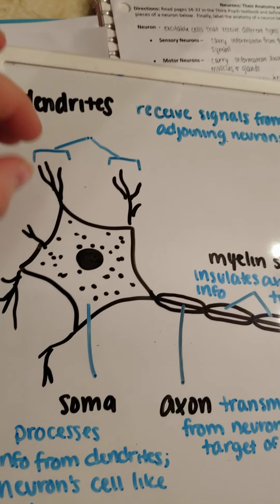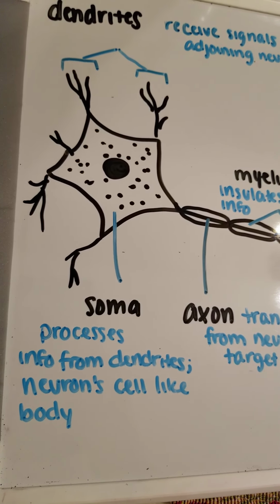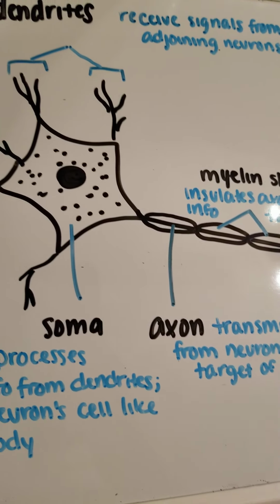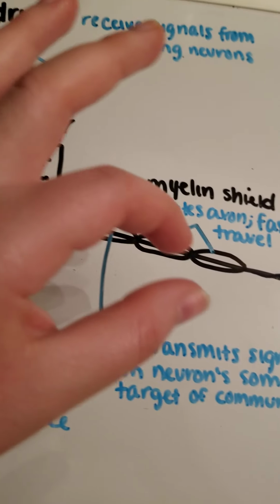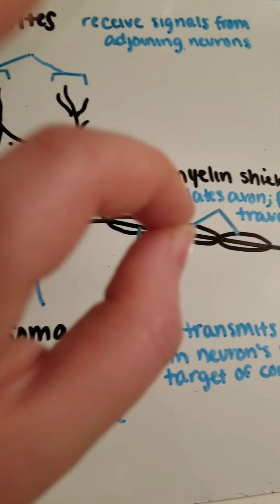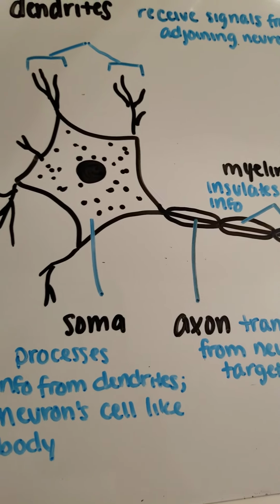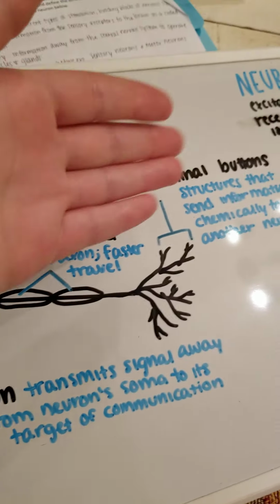they will travel into the soma, and the soma will process this information, and it is actually a lot like a cell. There's a nucleus and everything, and then it will travel down through the axon, which will transmit the information signal away from the neuron to the target of communication, which will be its terminal buttons.